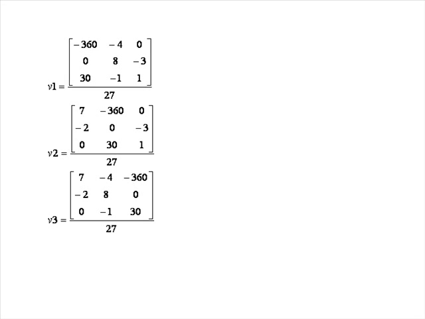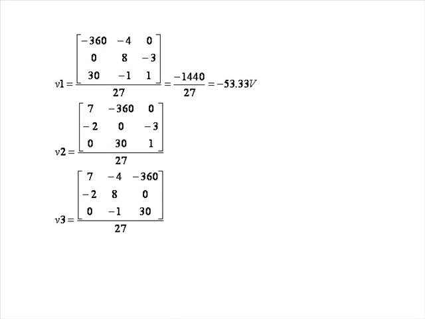So let's go ahead and solve the first one here. The determinant of that equation is negative 1440, and the answer of that one is negative 53.33 volts. The determinant of the second one is negative 90 over 27, and the answer is negative 3.33 volts. Finally, the third one is 720, thank God, a positive number this time, over 27, and the answer is 26.67 volts.